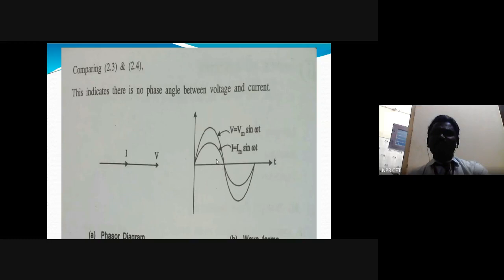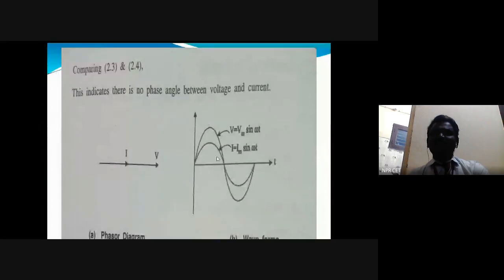This is the voltage waveform and this is the current waveform. The voltage waveform is V equal to Vm sin omega t. The current waveform is I equal to Im sin omega t. Both are in phase. Voltage and current are in phase, so there is no phase angle between them.